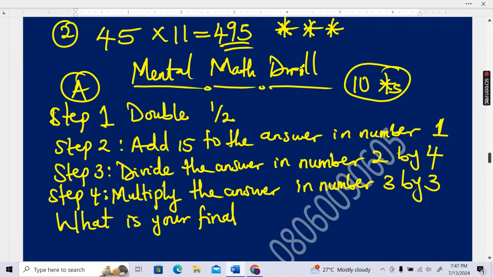Type your name beside your answer. What is your final answer? Type your name beside your answer. I have 10 stars to give to the first 10 students who get the answer right. Make sure you type your name beside your answer.